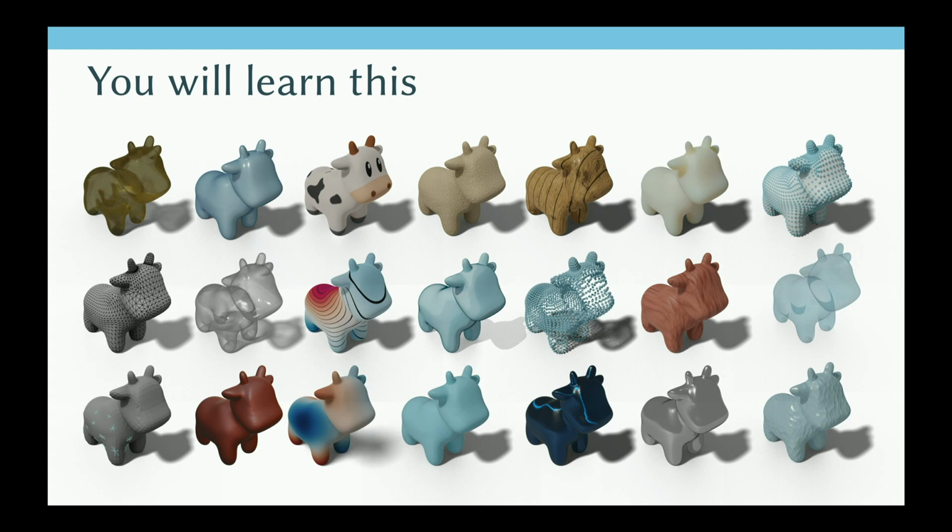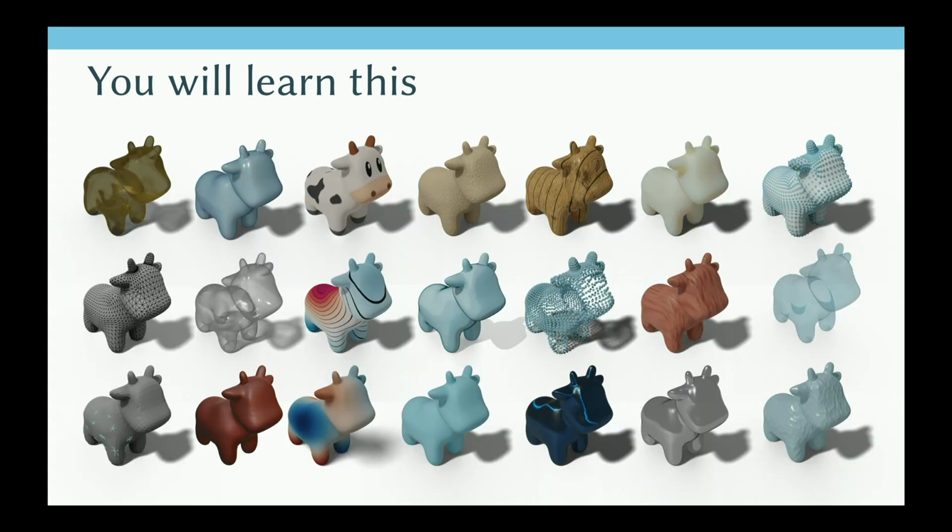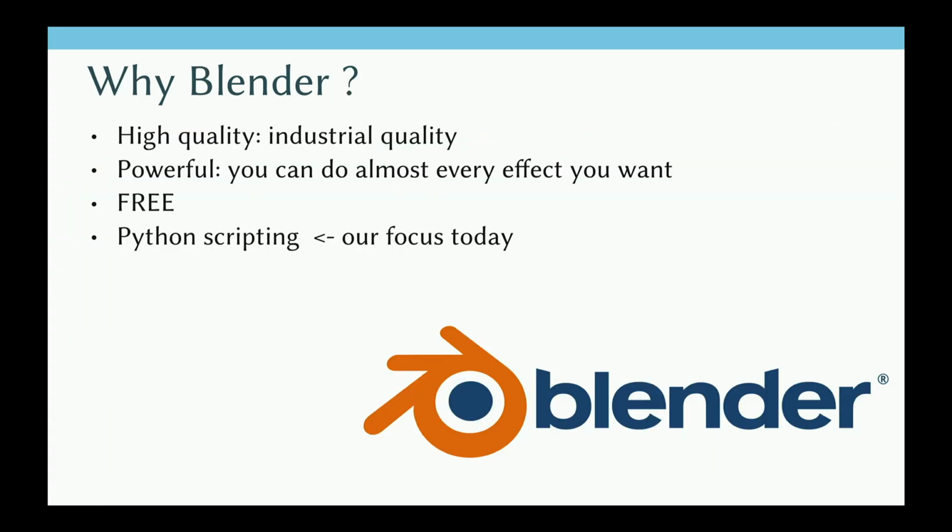So basically, this is what we are going to do: render the same thing with different materials and render one effect for different meshes. Okay. And the third reason to me is that this basically is free, so you don't need any license or spend any money for that.